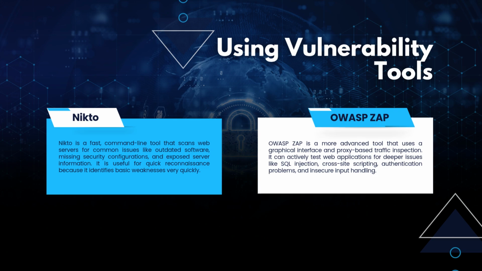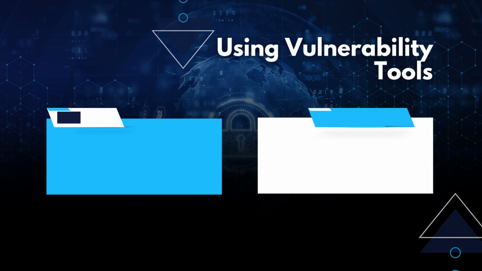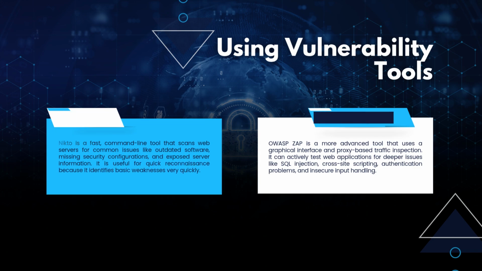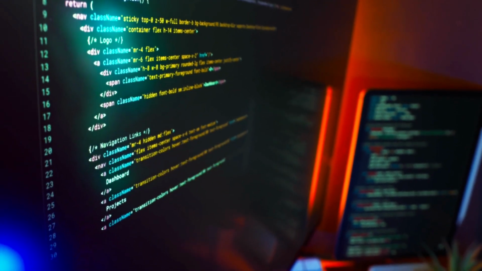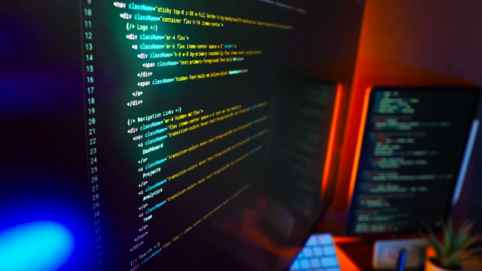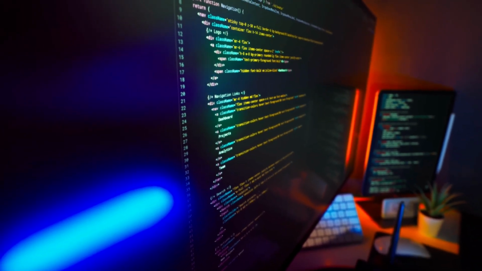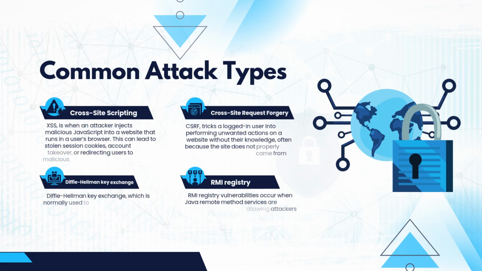On the other hand, OWASP ZAP is a more advanced tool that uses a graphical interface and proxy-based traffic inspection. It can actively test web applications for deeper issues like SQL injection, cross-site scripting, authentication problems, and insecure input handling. While Nikto focuses more on the server itself, OWASP ZAP focuses on how the application behaves when users interact with it. To better understand these vulnerabilities, it is important to define a few common attack types.